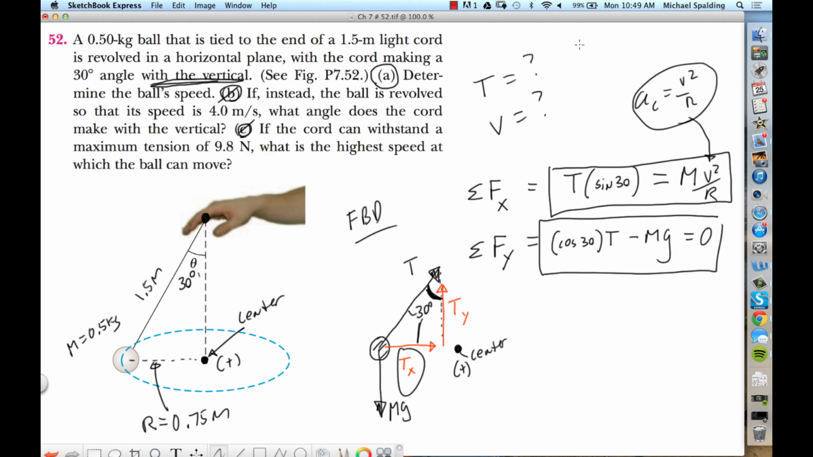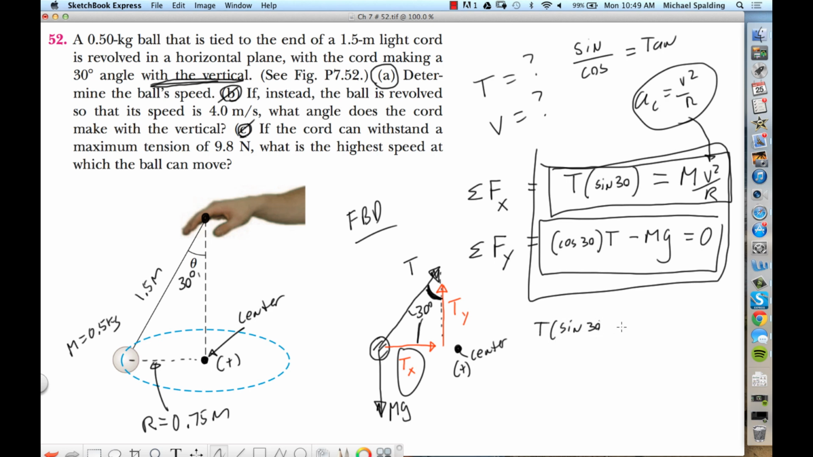One very common physics trick is sine over cosine is what? Tangent. Sine over cosine simplifies to tangent. So look, I'm going to rewrite these two equations. So here we have T sine 30 equals mv squared over r. And then I'm going to write the other one. T cosine 30 equals mg.